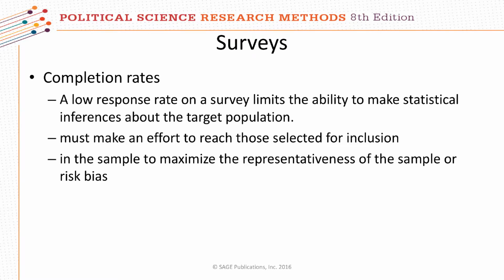Completion rates are always a problem. A low response rate on a survey limits the ability to make statistical inferences about the target population. And so the result is that we must make an effort to reach those selected for inclusion in the sample to maximize the representativeness of the sample, or you risk bias. If someone has been selected for a survey and they don't complete it, or they won't answer the survey questions, that becomes a real problem for survey interviewers trying to get accurate data.